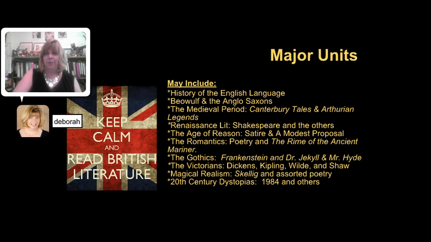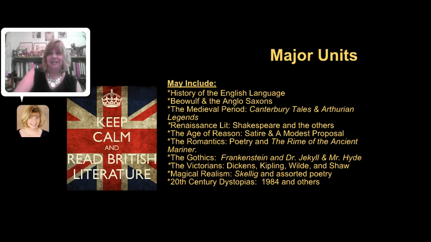So some of the major units that we'll probably look at this year, we're going to start with just a little bit of the history of the English language, how did we get to be speaking this particular form of English. We're going to look at Beowulf and the Anglo-Saxons, we're going to look at the medieval period, we'll look at Renaissance lit with Shakespeare, we're going to read Hamlet and maybe a couple other Shakespearean plays, the Age of Reason, the Romantics, particularly the big 5 Romantic poets. We'll study Rime of the Ancient Mariner, a longer, more epic poem.